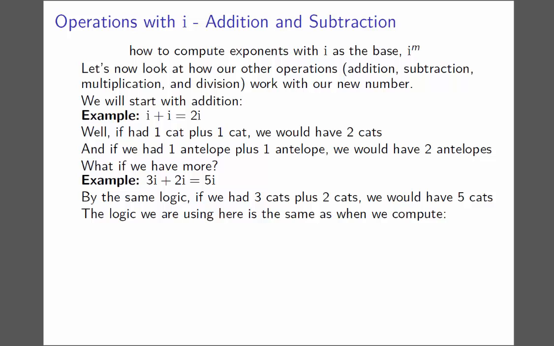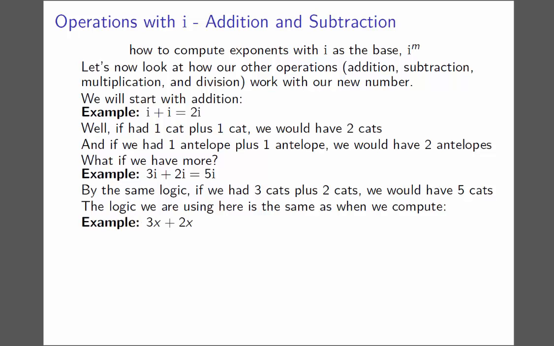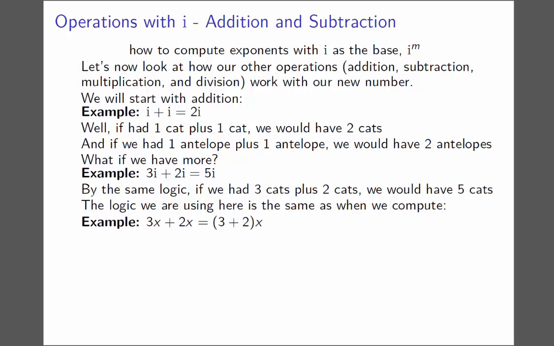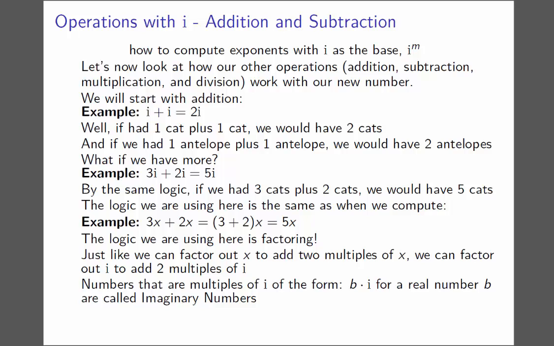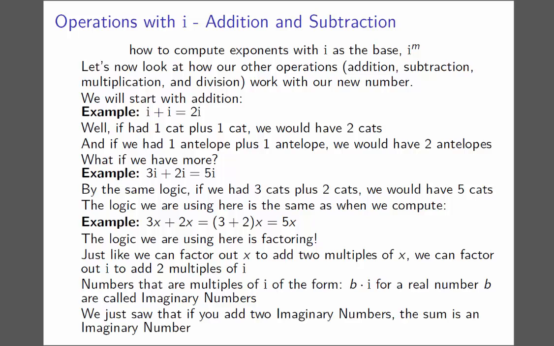The logic we are using here is the same as when we compute 3x plus 2x. We're adding the 3 plus 2 first and then multiplying by x to get 5x. This logic we're using here is factoring. And just like we can factor out x to add two multiples of x, like above, we can factor out i to add two multiples of i. And numbers that are multiples of i, of the form b times i for some real number b, are called imaginary numbers. What we just saw is that if you add two imaginary numbers, the sum is another imaginary number.